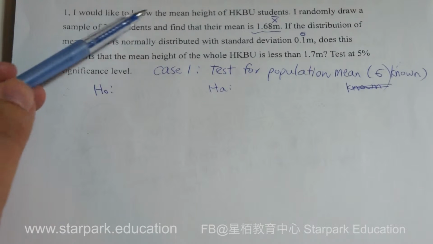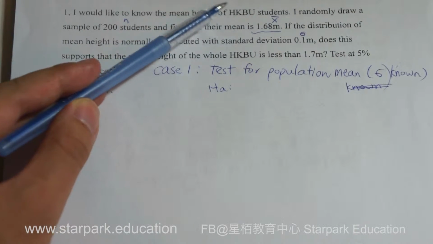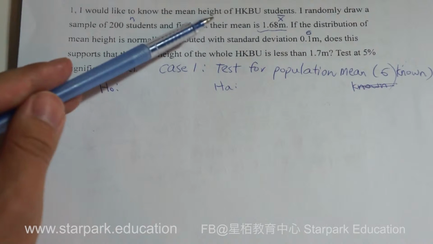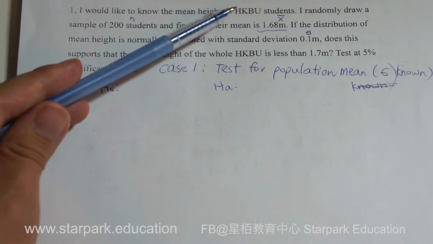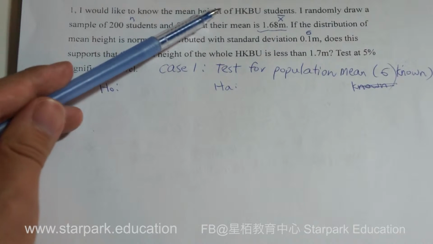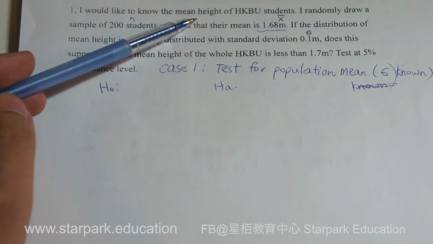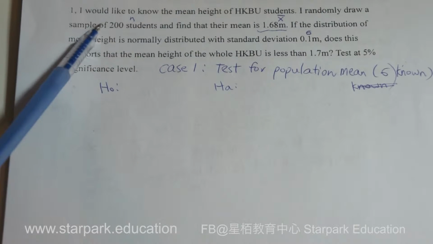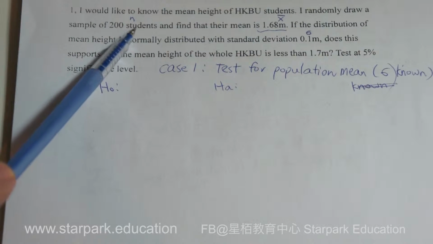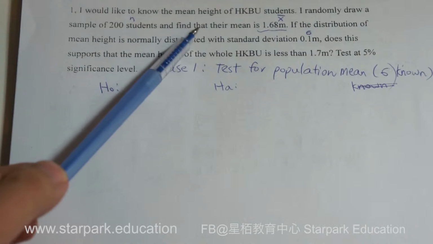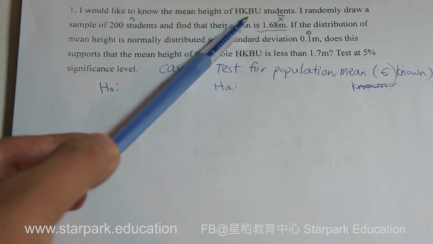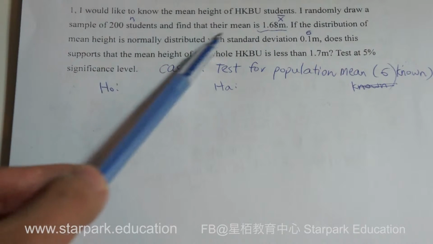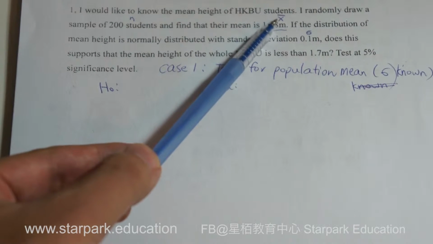So in these cases, I would like to know the mean height of Hong Kong BU students. If you want to know the answer, that is almost impossible because Hong Kong BU is a university which contains many students. So if you would like to save time and to be effective, you need to use hypothesis testing by collecting 200 students. So these 200 students are the sample size, and we need to find their mean, and their mean is 1.68 meters. So this number is coming from the 200 students, and this is a sample mean. So this is recorded as x bar.